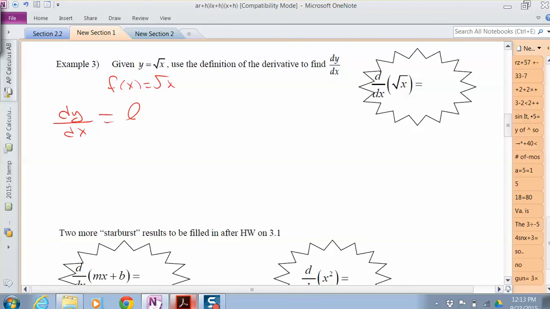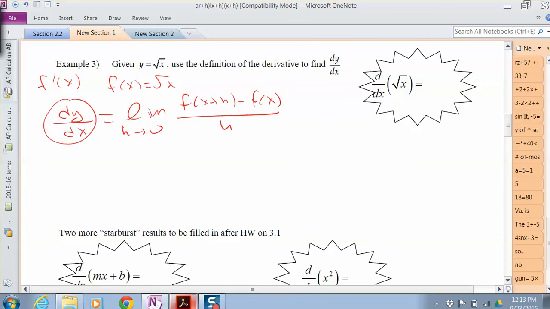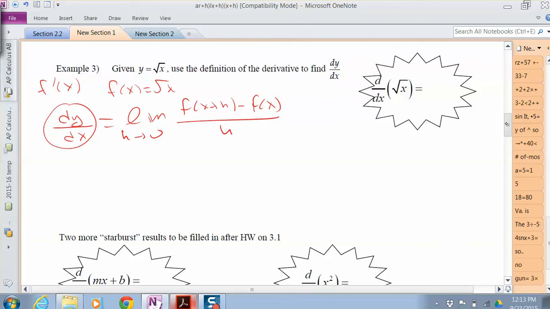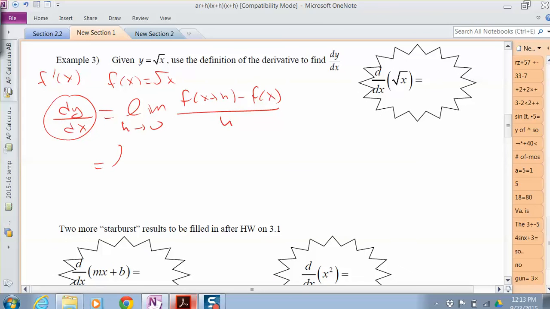That's going to be the limit, again, as h approaches 0 of f of x plus h minus f of x all over h. And again, you can use dy over dx, you can use f prime of x, a lot of different ways you can write the derivative. So now our function is root x. So we want to begin this.